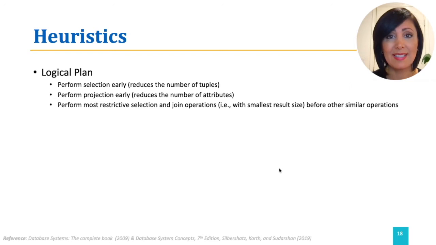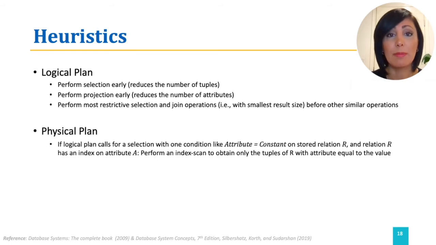On physical plans, these rules can look like defining preferred access paths. For example, if the logical plan calls for a selection with one condition like attribute equal constant on a stored relation R, and relation R has an index on that attribute, we can perform an index scan to obtain only the tuples with attribute equal to the value. This is an attempt to reduce the cost using the access plan that uses indexes.